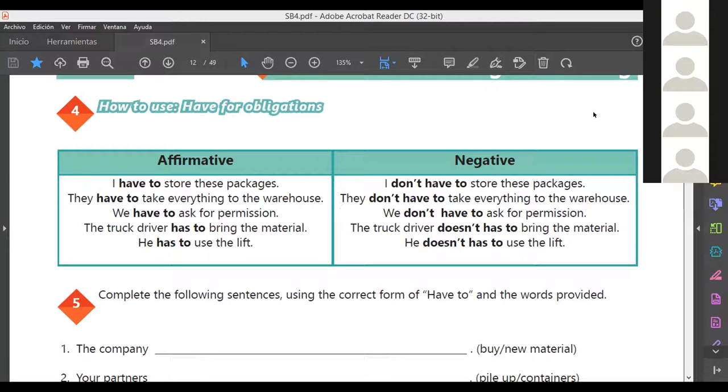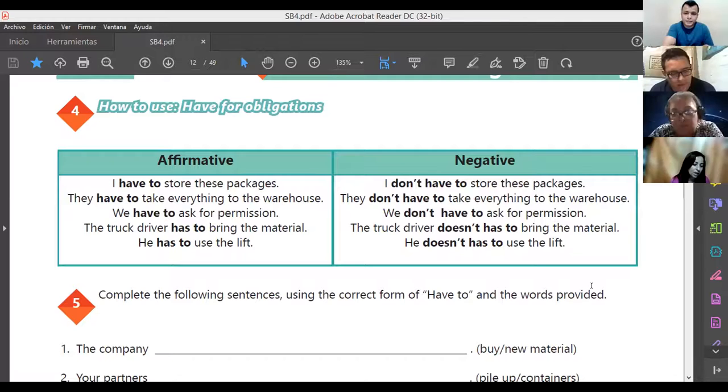Okay. A ver, Carlos Ernesto, léame las afirmativas. Can you read the affirmative sentences, please? Yes, I have to store this package. They have to take everything to the warehouse. We have to ask for permission. The truck driver has to bring the material. He has to use the lift. Lift. Yes. Okay. Vamos a leer todos 30 segunditos las negativas.